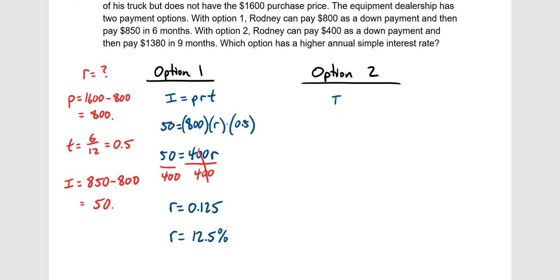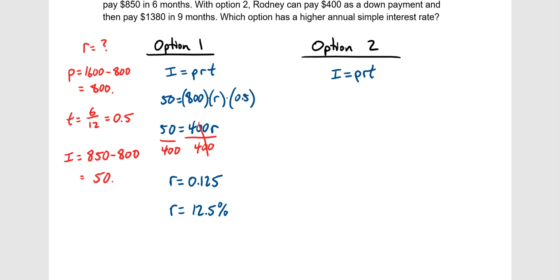And now let's do the same thing here for option 2. So using the same formula, and we're solving for R, and let's see what our given values are. So with option 2 here, you can pay $400 as a down payment and then pay $1,380 in 9 months. So once again, we're looking for R, so R equals question mark, and our p-value, he paid $400 as a down payment, and then he's paying $1,380.